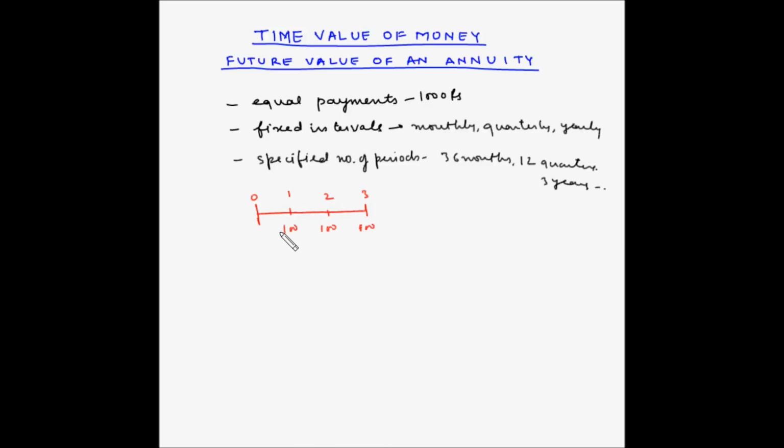Now sometimes, since these 100 are cash outflows from your pocket, people represent this as negative. So this is going out. But as long as you understand that this is outgoing or investment that you are doing, we are fine. So this has equal payments, that is 100 rupees, fixed intervals, that is at the end of every year, and specified number of periods, that is for 3 years. So this is known as a 3-year annuity.